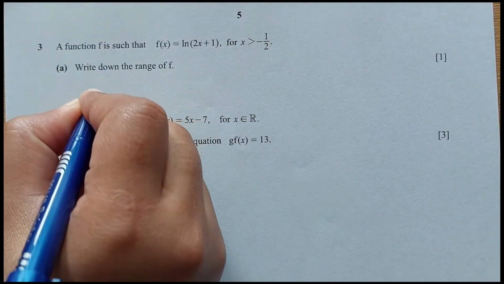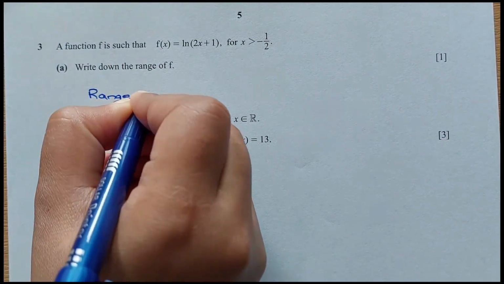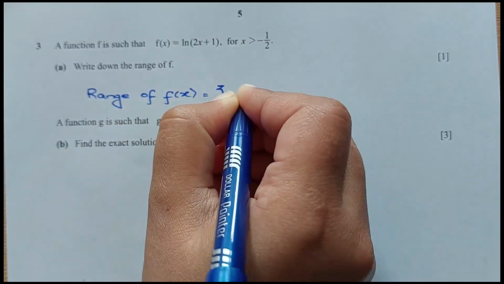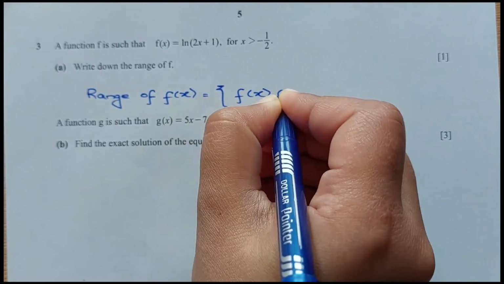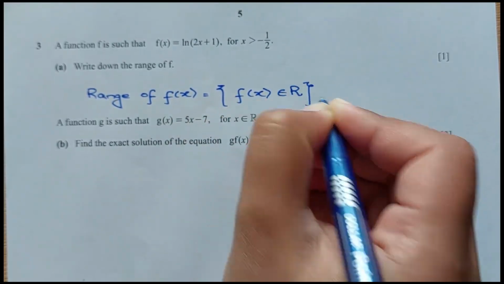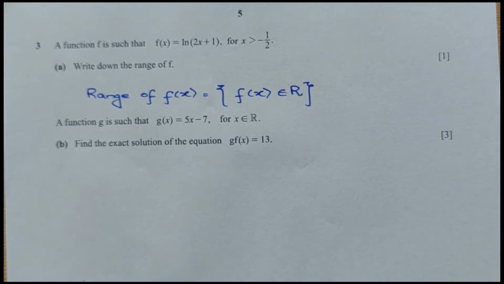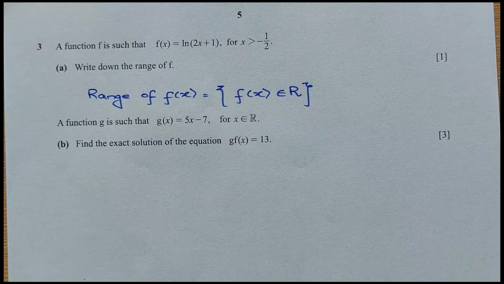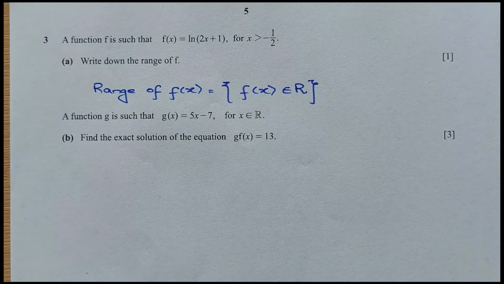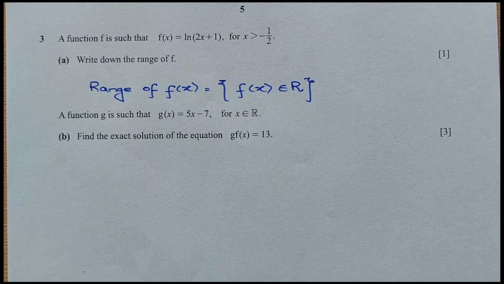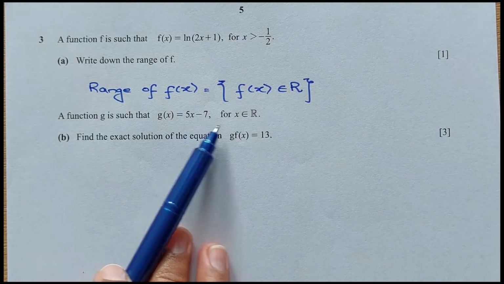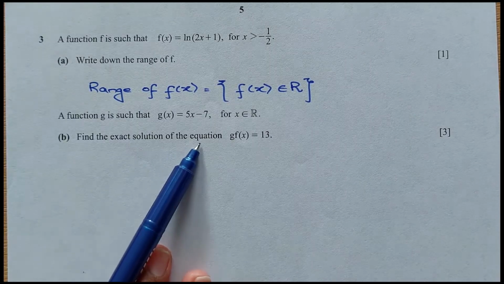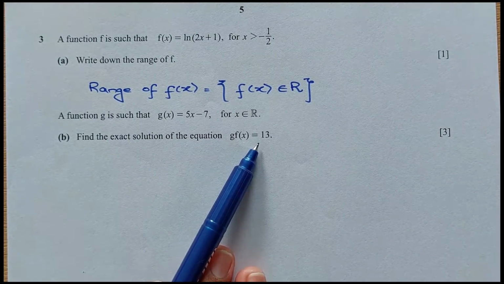So we can say the range of f of x is f of x belongs to the real numbers, because these are the outputs. When we substitute all the x values that are greater than minus 1 by 2, we will get all real numbers. Now a function g is such that we have g of x, a linear function, 5x minus 7 for x belonging to the real numbers. Now part B, find the exact solution of the equation g f of x equals 13.